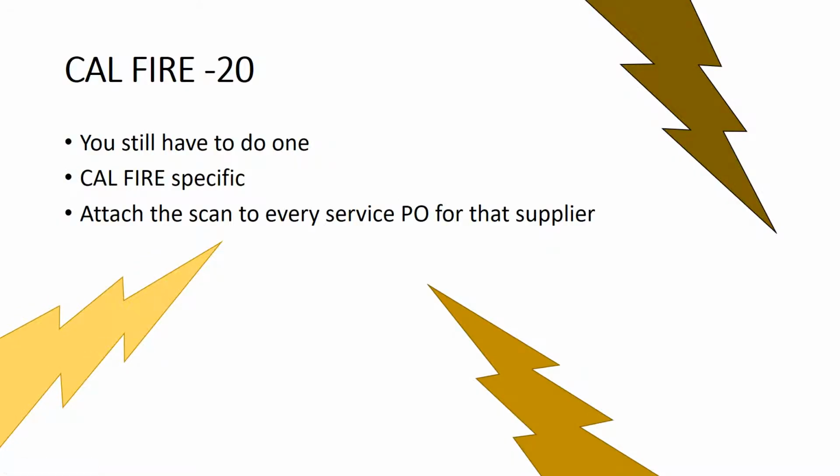Additionally, you must also attach a current CAL FIRE 20 form to your purchase order. These forms must be renewed annually, and that hasn't changed. For every single purchase order, however, you must attach the 20 for your supplier. You can just get one at the beginning of the year, the first time you buy from that supplier. Scan it once and use that same scanned PDF for every purchase you make from that supplier for that calendar year. You don't need to get a new one from the supplier for every single purchase.